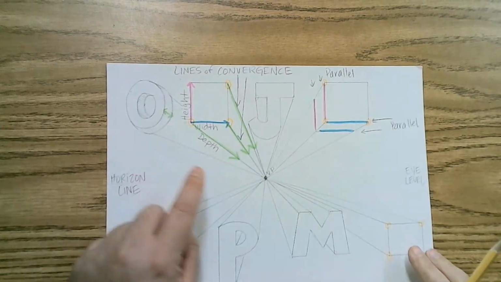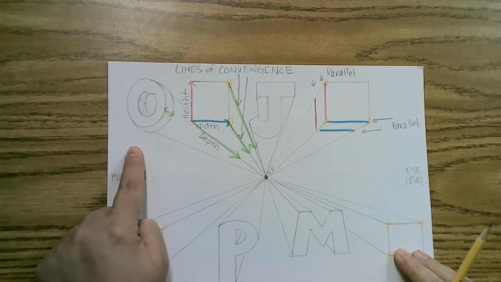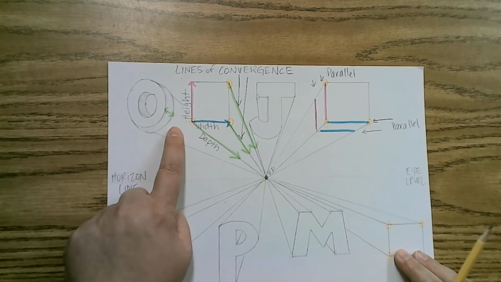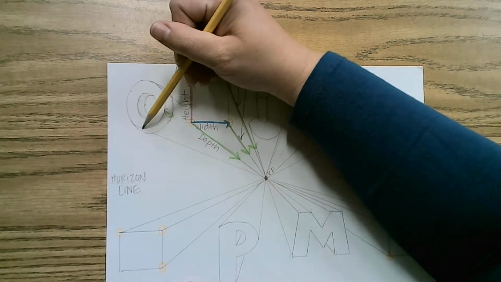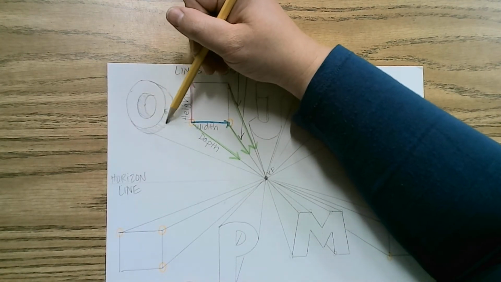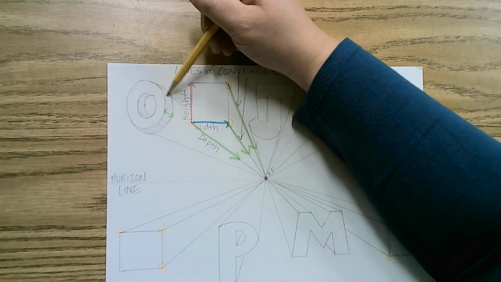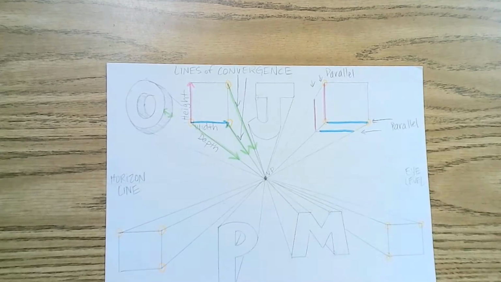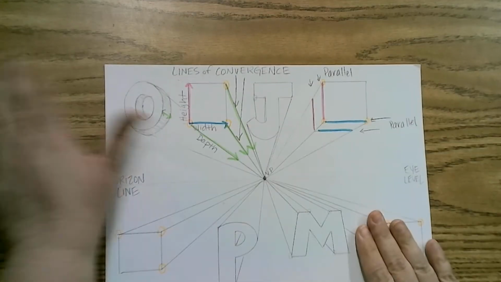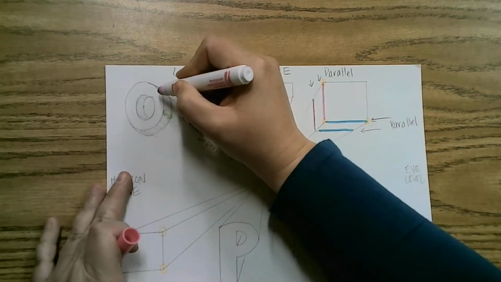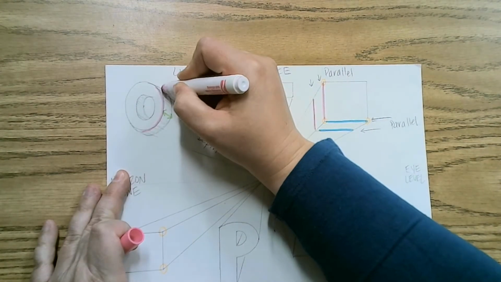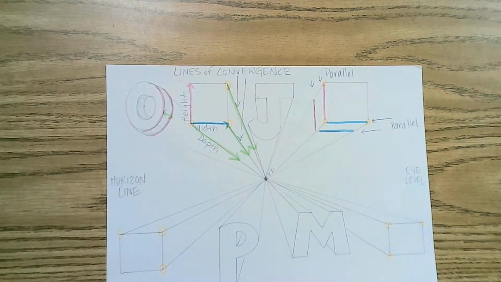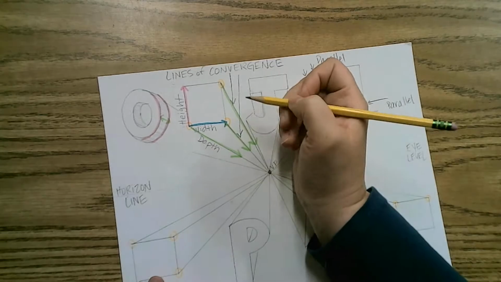And since it's to the left of the vanishing point, I can see the right-hand side of the outside. And then I would erase my lines of convergence. So let me label this part real fast. These curves are called offset curves.